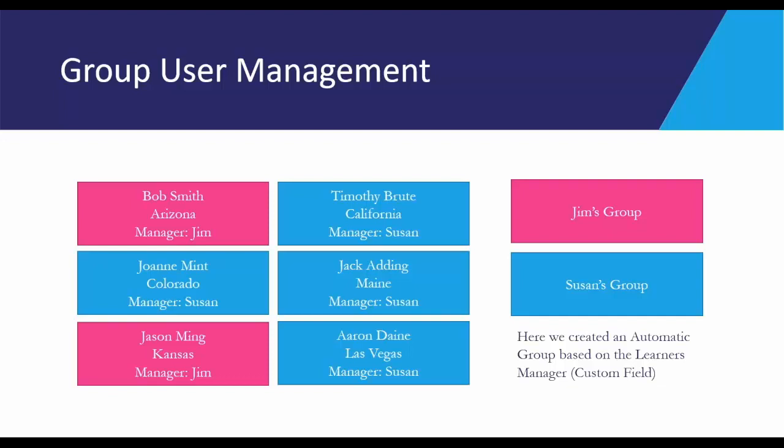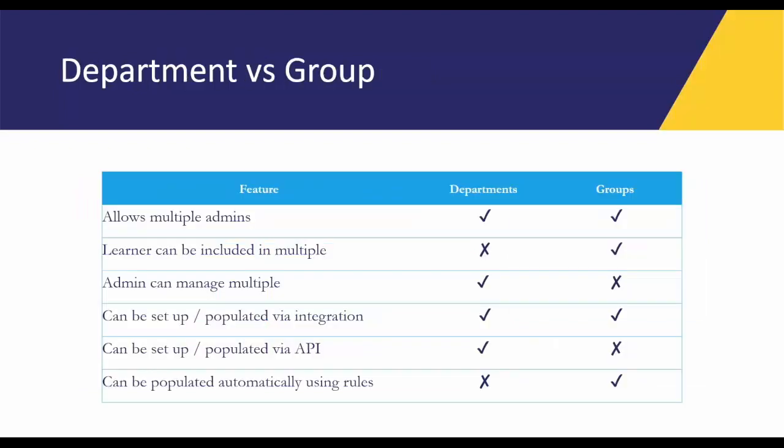So you can see by the color coding here, Bob and Jason, they report to Jim. They're going to go in his group. Joanne, Timothy, Jack, and Aaron, they report to Susan, so they're going to be pulled automatically into Susan's group. And then the nice thing is we can give user management access to Jim and Susan. They get access to their group, and easy peasy. So that's a little bit about the user management and how we could potentially set up some reporting manager functionality using groups.